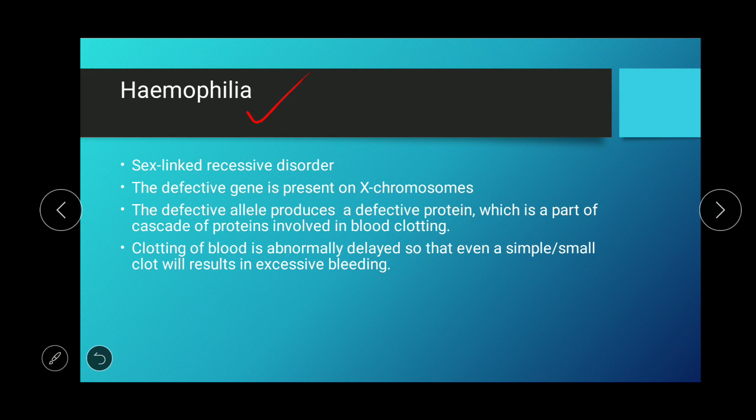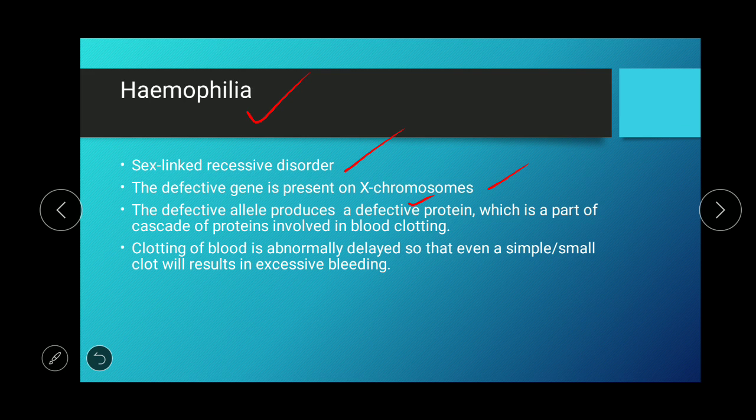Then come to hemophilia. Hemophilia is a sex-linked recessive disorder. That means the defective allele is present on the X chromosome. The defective allele produces a defective protein. That means the defective protein is a part of the cascade of proteins involved in blood clotting.